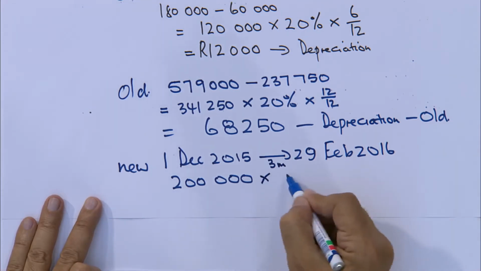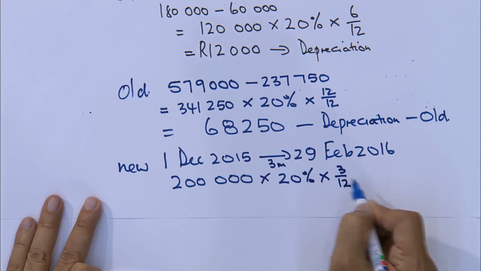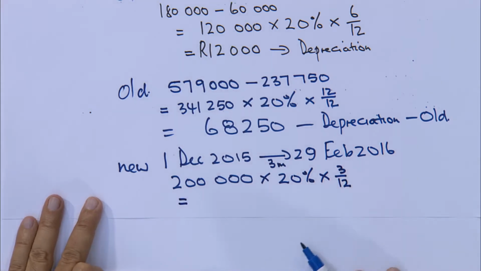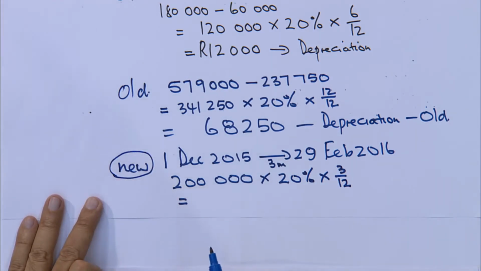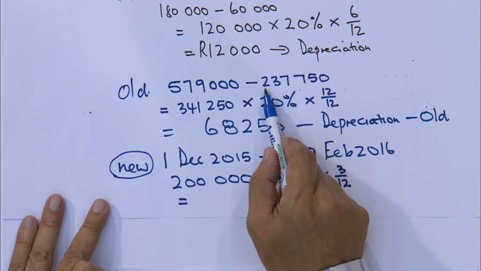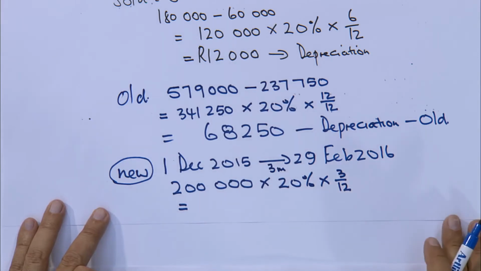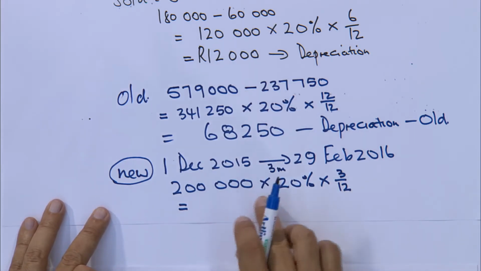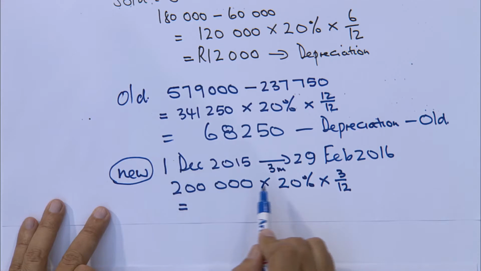So it's going to be 200,000 times 20% times 3 over 12. And then you get an answer. Right? Now, why do I take the cost price? The vehicle is new, and all the accumulated belongs to the older vehicles. That was the accumulated on the old vehicle, and the 60,000 was the accumulated on the vehicle that we sold. So when we have a new vehicle, even though the activity says diminishing balance, on the new vehicle you have to take the cost price, because there's no accumulated.